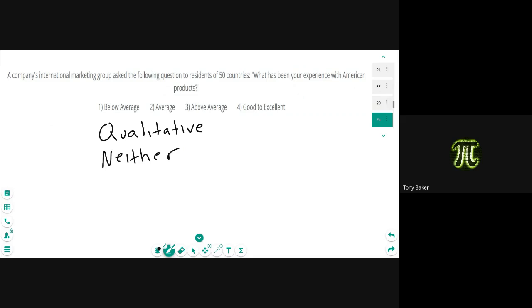So since we know it's qualitative, that means it is one of two options, right? It is nominal or it is ordinal. Why? Yeah, I could put these in order. So this is ordinal.